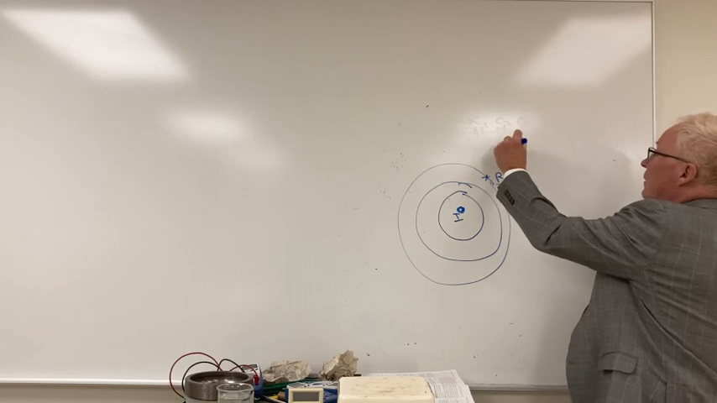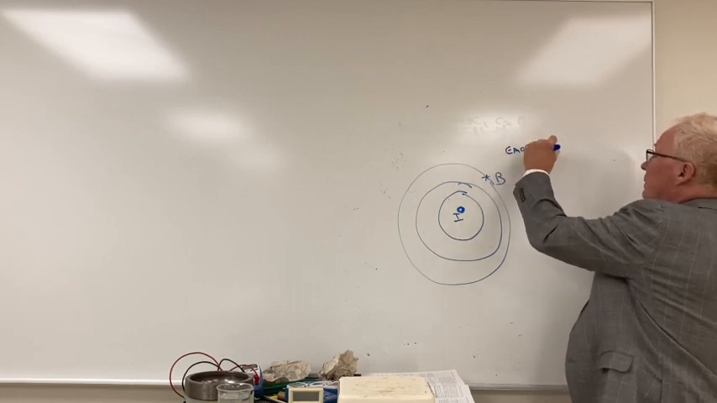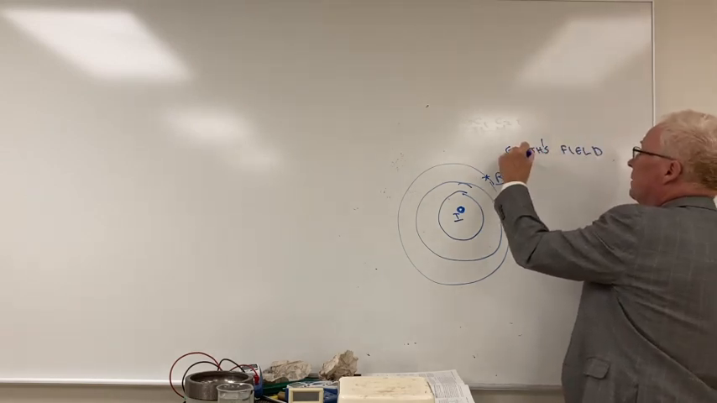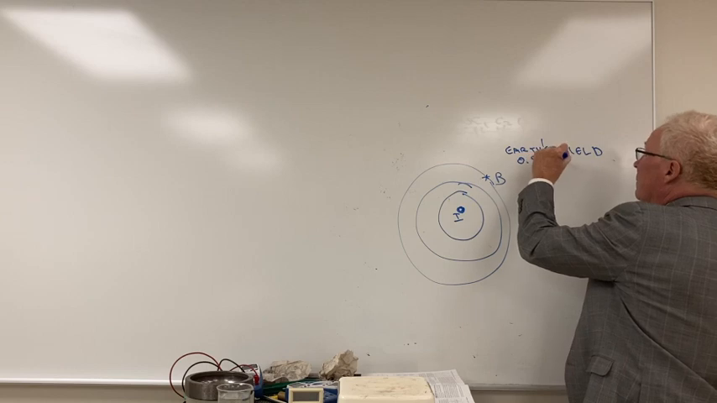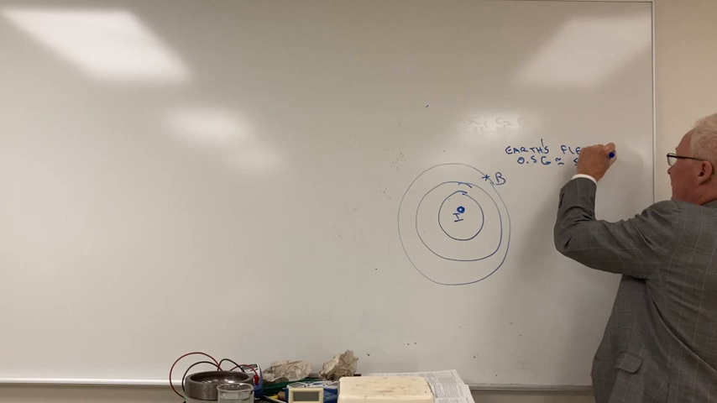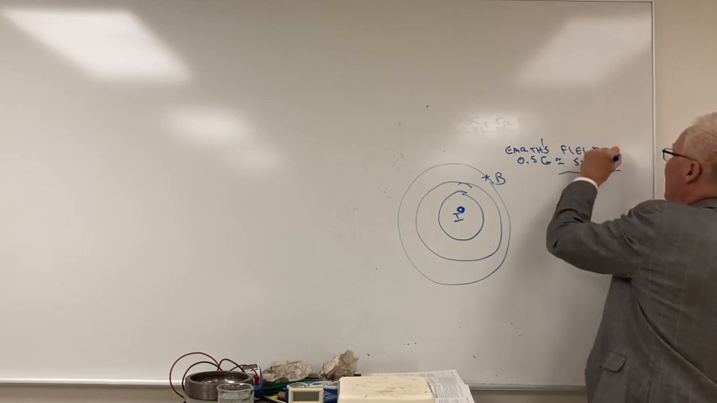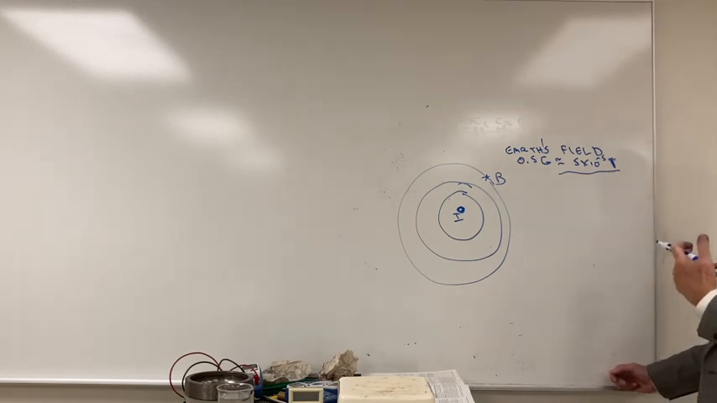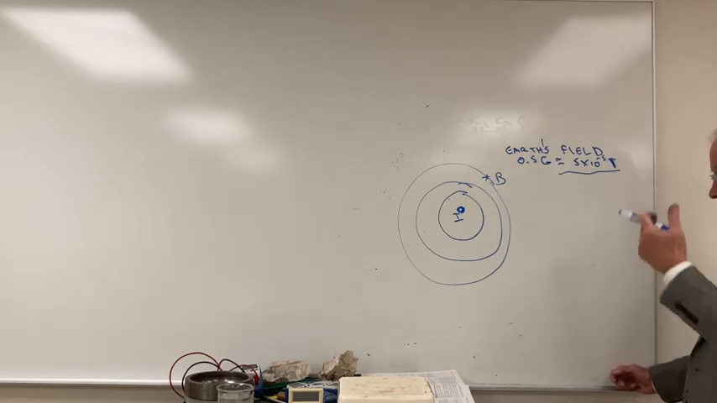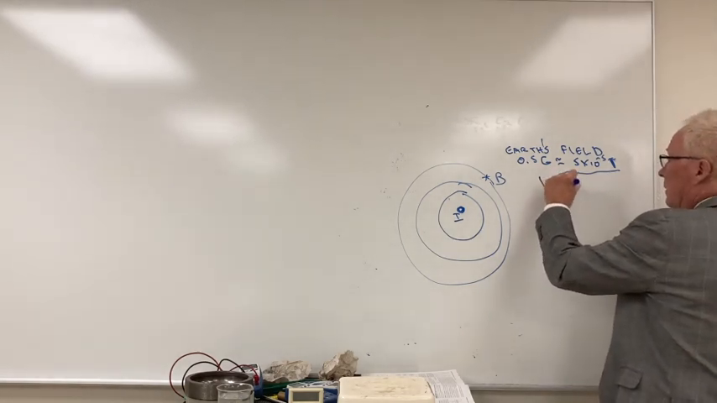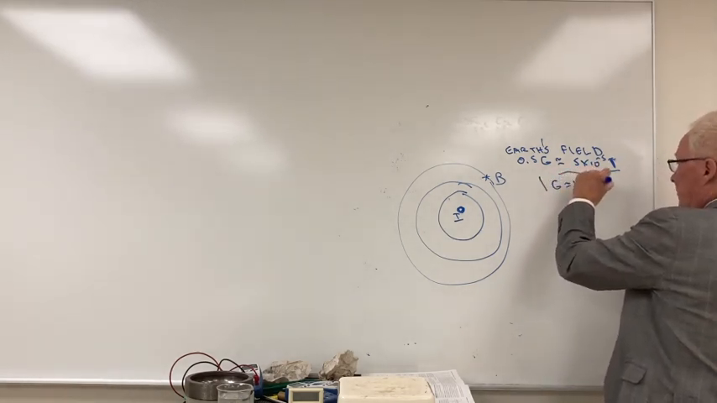Again, the Earth's field is about half a Gauss, which is about 5 times 10 to the minus 5th Tesla. All right? Because again, 10,000 Gauss is 1 Tesla. So 1 Gauss is approximately 10 to the minus 4 Tesla.